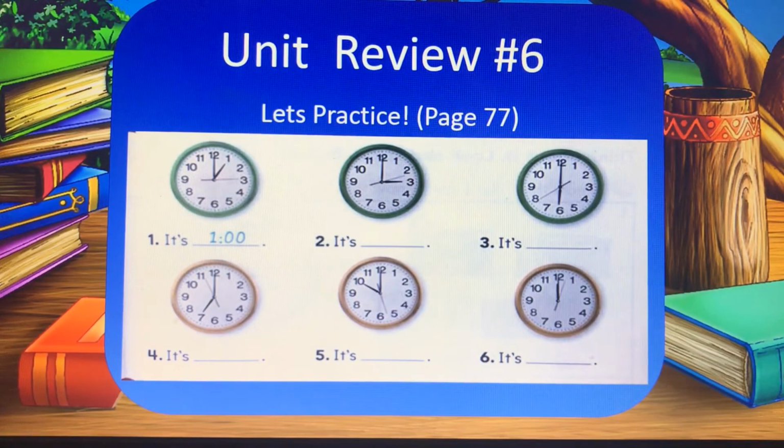Excellent job, guys. Moving on to number 3. In number 3, the minute bar is in number 12, and the hour bar is in number 6. Now, this indicates it's 6 o'clock. Perfect. Now, moving on to number 4, I'm going to let you do this one by yourself. So I'm going to give you a couple of seconds.